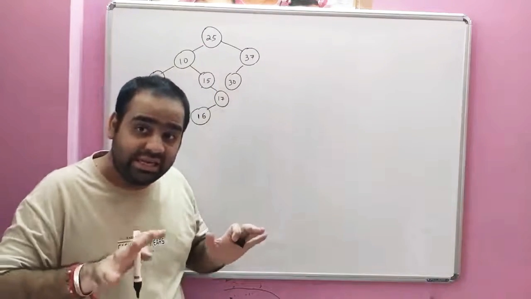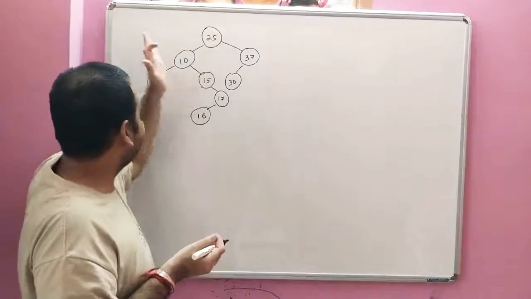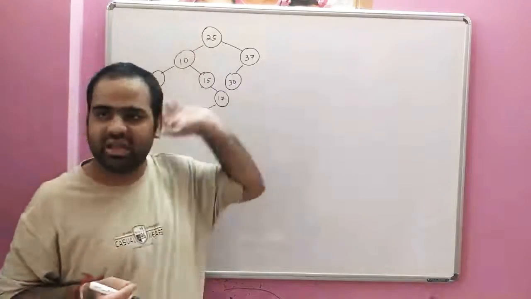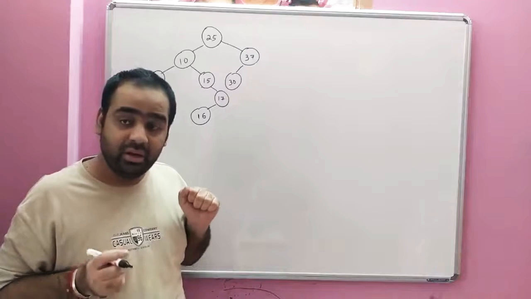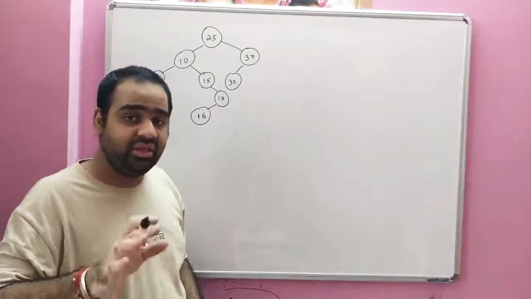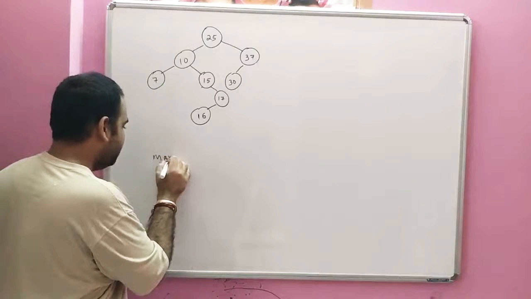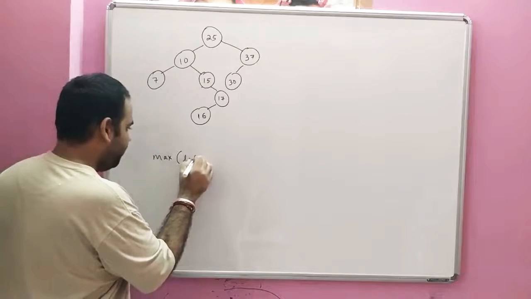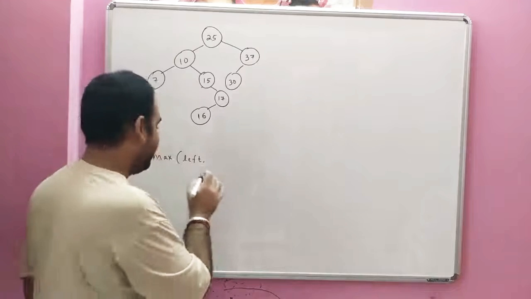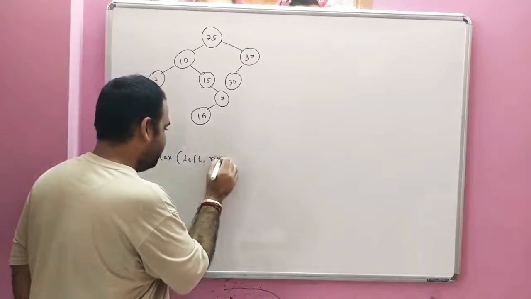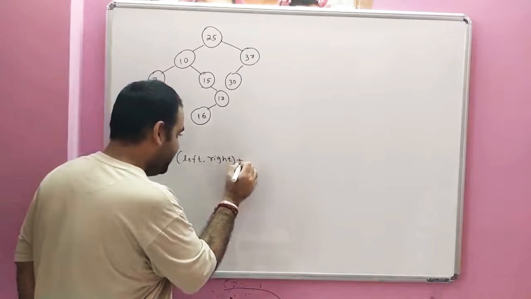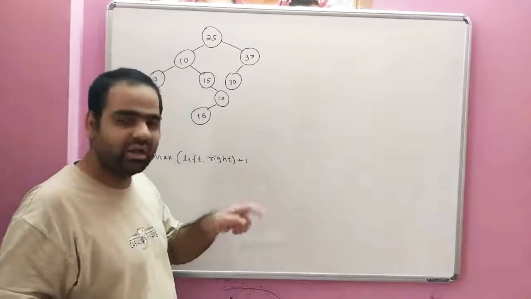That means the deepest node can be on the LHS subtree or on the RHS subtree. We don't know. So what is the height of the tree? It is the maximum of the number of nodes on the left side or the number of nodes on the right side, including the node itself. Therefore I say plus 1.